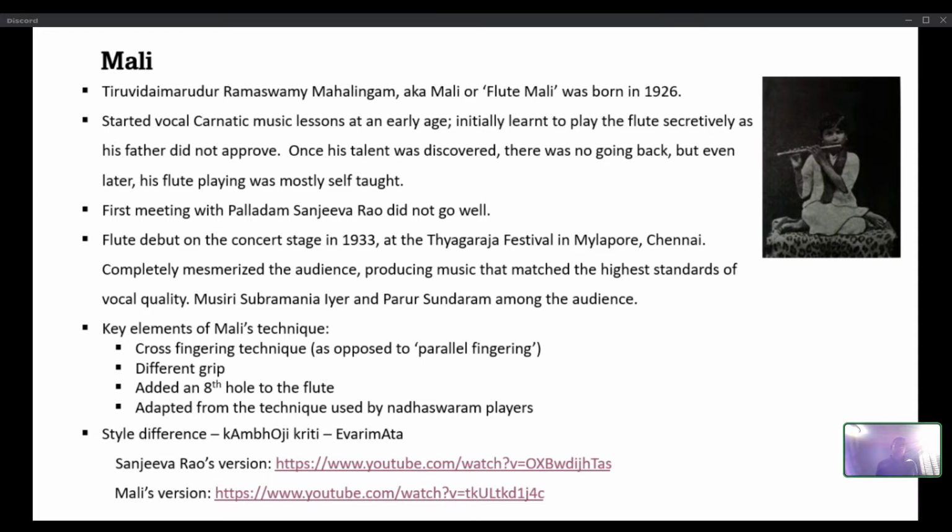Anyway, Mali was just 7 when he made his flute debut. This was in 1933 at the Tyagaraja Festival in Mylapore, Chennai. Mylapore, Chennai is what New York is to Broadway. So if you're making your Broadway debut in New York, imagine that. He completely mesmerized the audience. He produced music that matched the highest standards of vocal quality. Among the audience were two greats of those times, Masiri Subramania Iyer and Parur Sundaram. They immediately honored him with a shawl and other things.